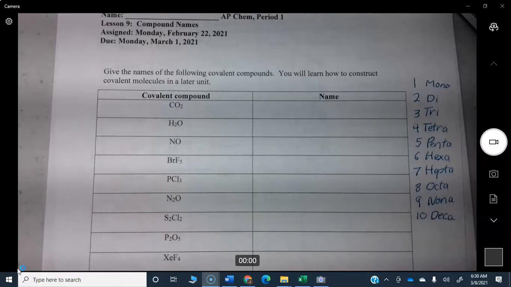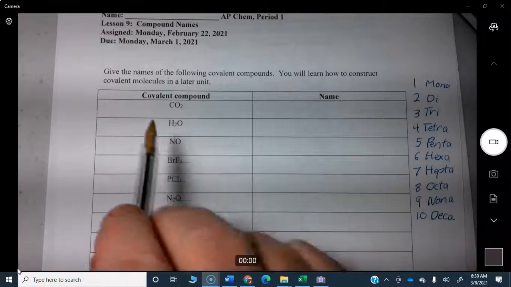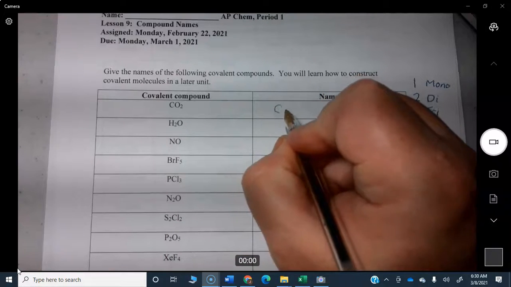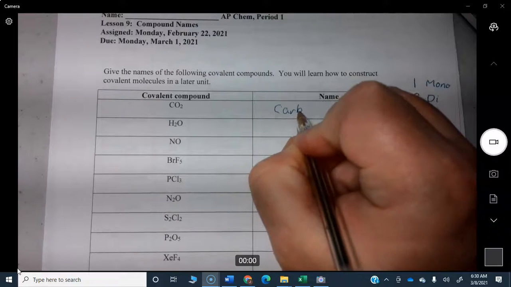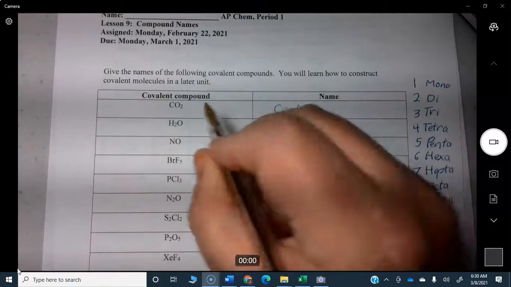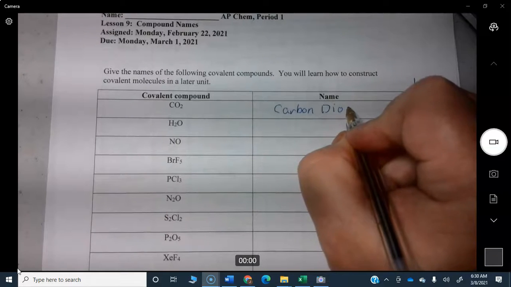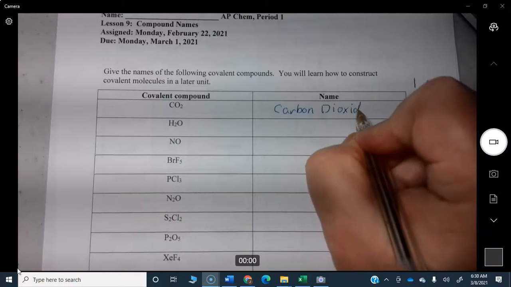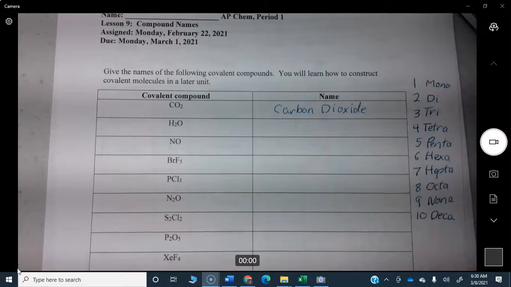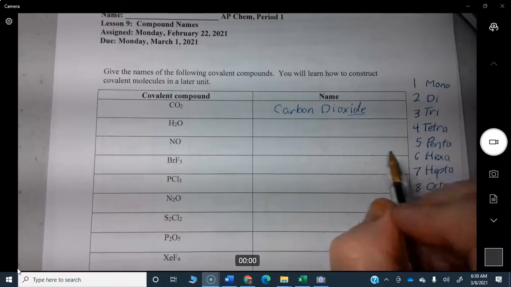Ideally, try these on your own, but I'm going to go through them fairly quickly. Try them all on your own, see how you do, and then compare to what I do. So carbon dioxide, CO2 is carbon dioxide. So there's 1 carbon, and there's 2 oxygens, so it's di, and then you always end with an IDE. It's not dioxygen, it's dioxide. So IDE always comes at the end of the second.